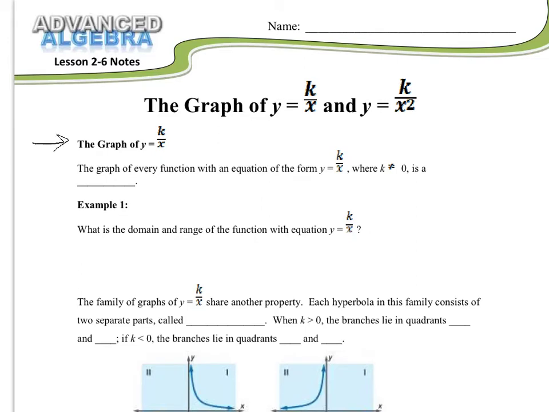The graph of every function with an equation of the form y equals k over x, where k does not equal 0, is a hyperbola. And I'm going to show you what a hyperbola looks like with this example. So in example 1, what is the domain and range of the function with the equation y equals k divided by x? Let me slide this down a little bit so you can see these graphs.